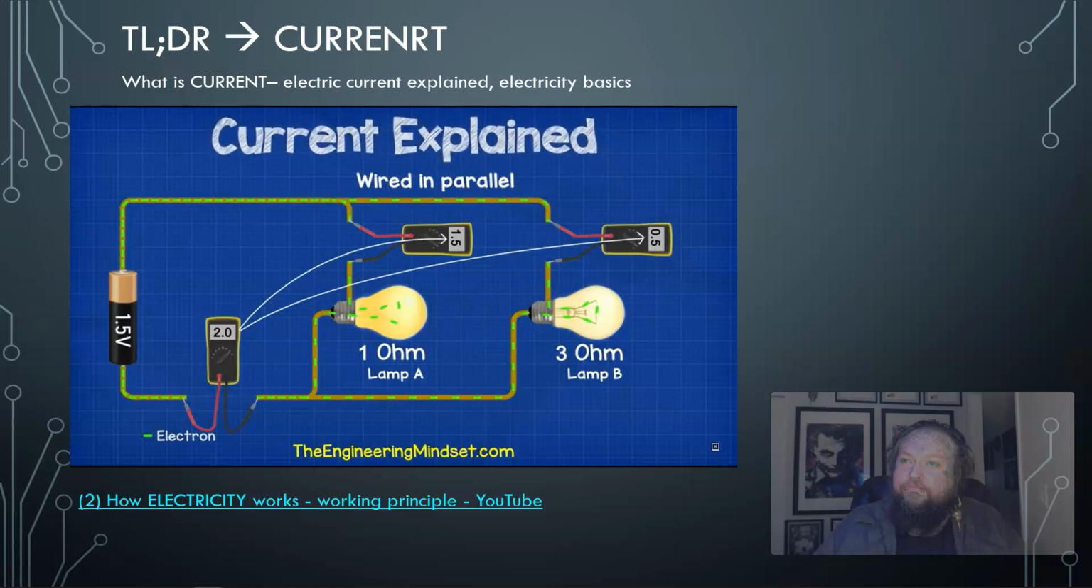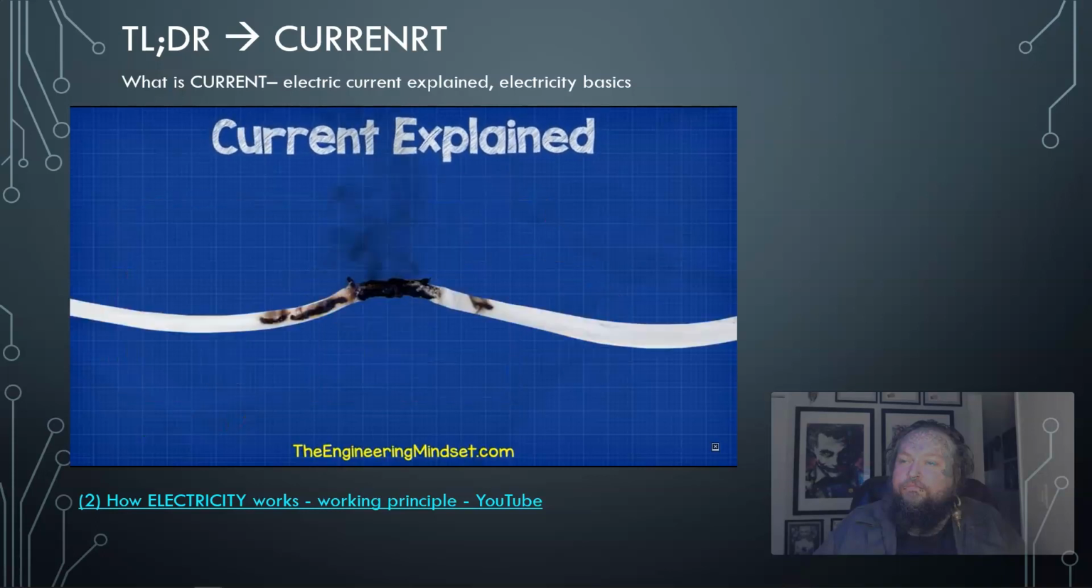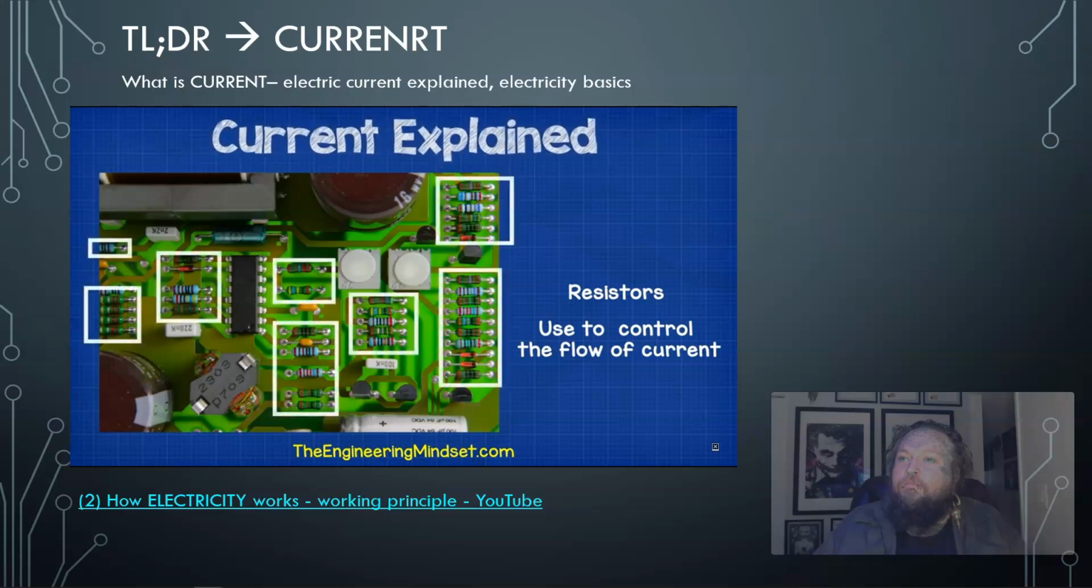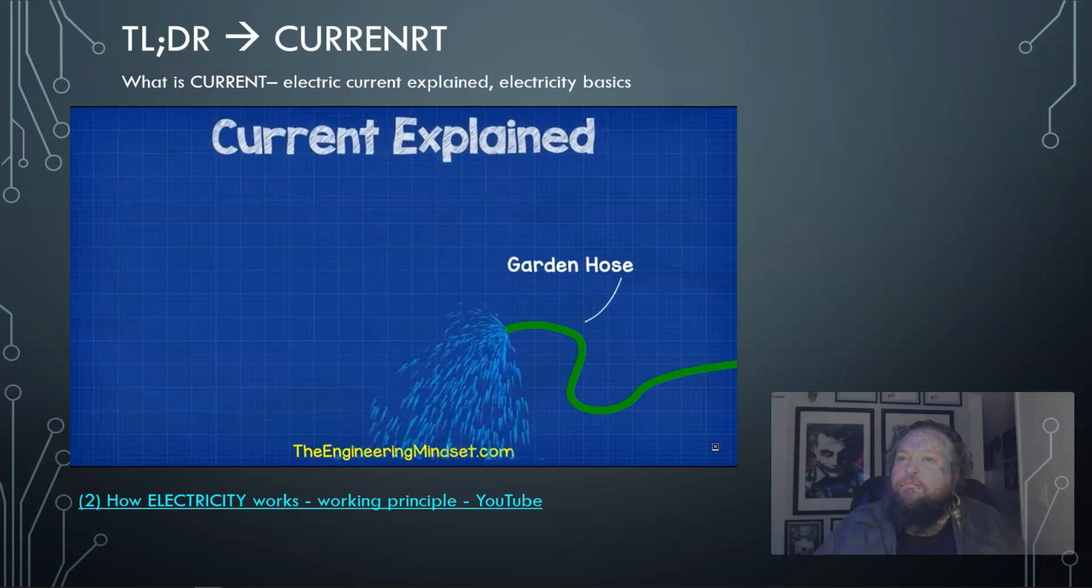Now I mentioned that lamp B was dimmer because the resistance was higher. If you remember, I also said that cables and lamps etc. are only rated to handle a certain amount of current. If it exceeds this, then they can burn out. So to restrict the amount of current that can flow, we can add resistors into the circuit or into part of the circuit. These act like speed bumps and slow the electrons down.